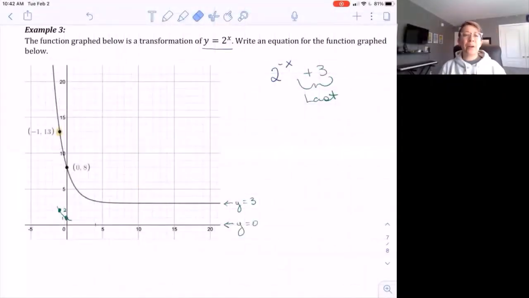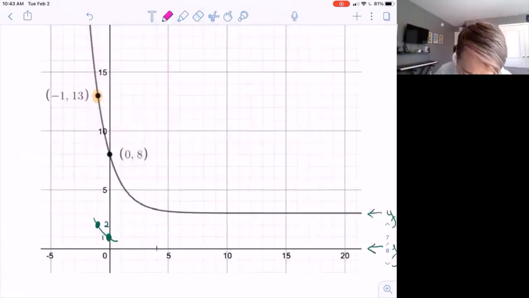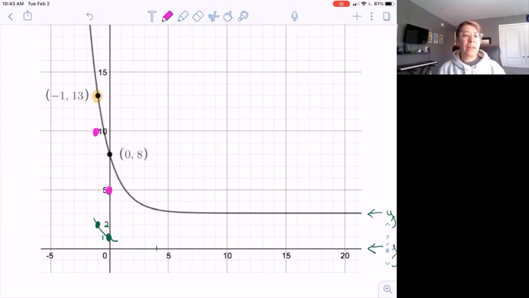So that means there is some sort of stretch that occurred. Let's kind of work backwards then. If we know that graph has been shifted up 3, let's shift it down 3 to see what our stretch would look like. If we moved this top left orange point from -1, 13 down 3, we would be here at 10, and our 0, 8 would be down here at 5. Okay, so that's what it would look like before that shift of 3.